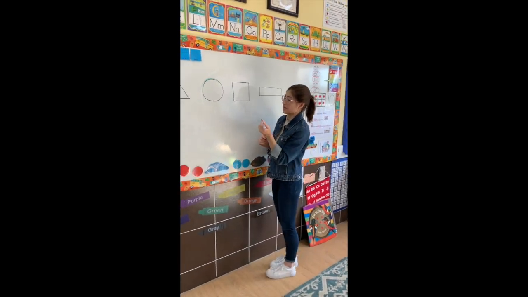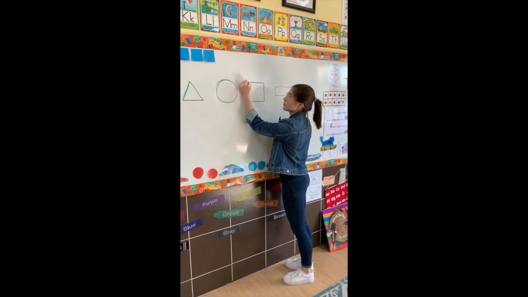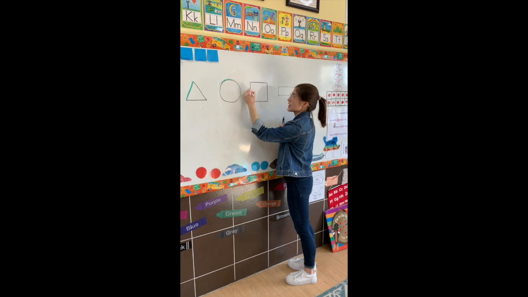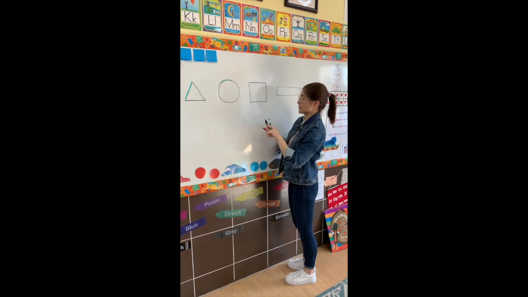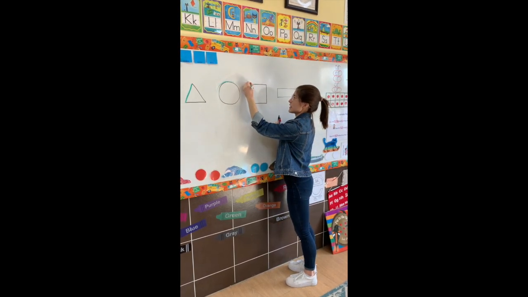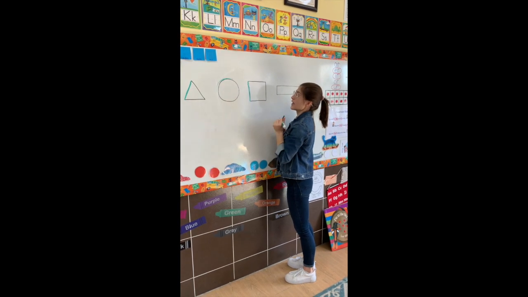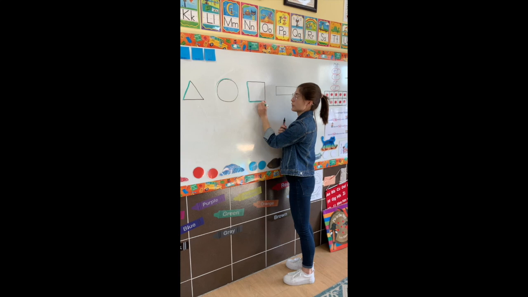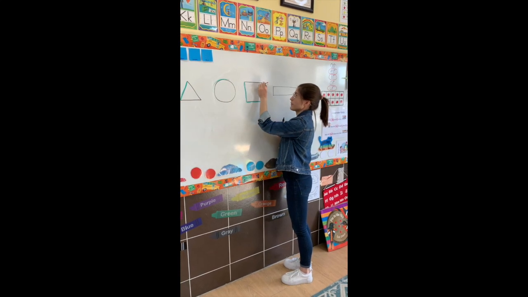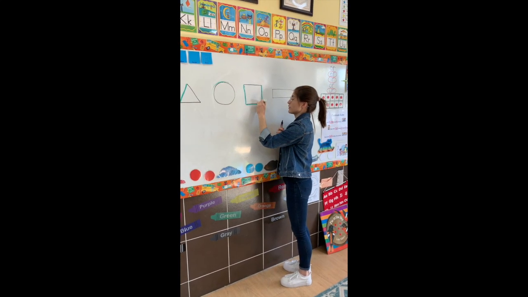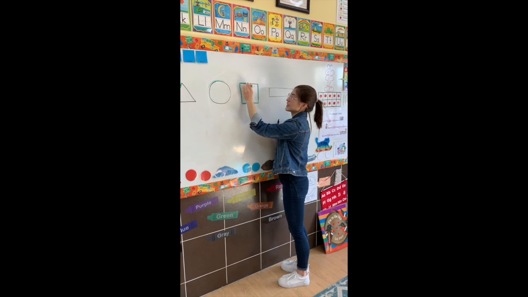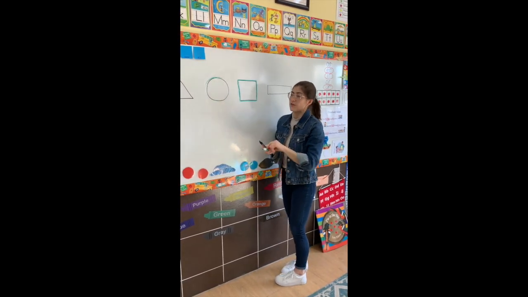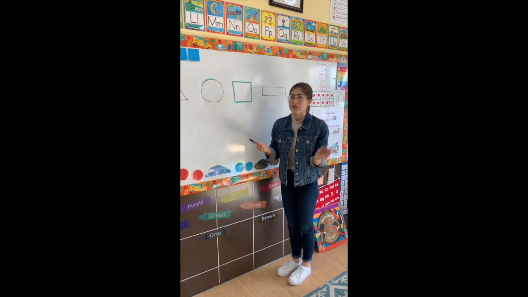Let's look at the square. This part, if you can see it here, let me use the green one, is the side. This is one side. Two sides. Three sides. And remember, how many sides does a square have? Four sides. And remember, what is a vertex?